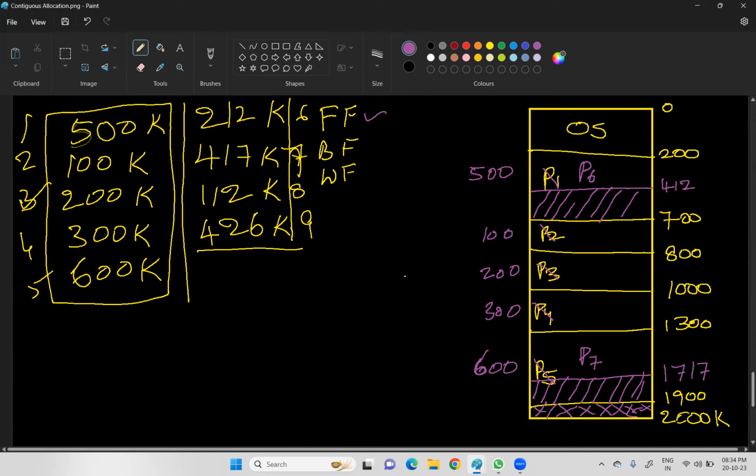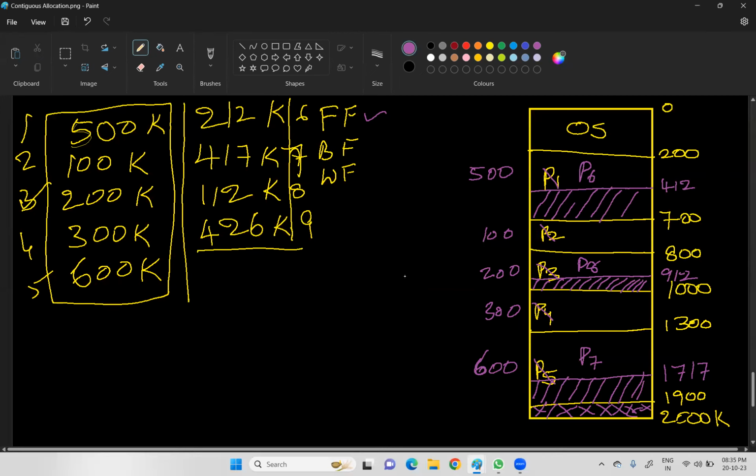Now going forward, for the eighth process, 112. While searching, this 200 is okay. So it is allocated for process P8. 800 plus 112 is 912, which will be the new address exactly taken, and this is internal fragmentation for process P3. The hole which was made by process P3, that is internal fragmentation.